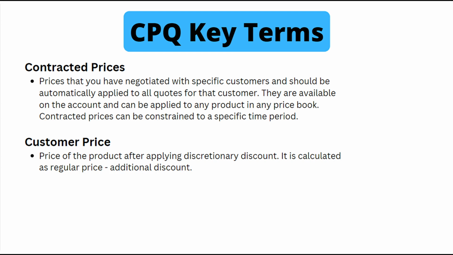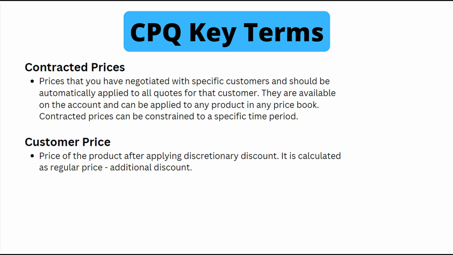These are prices that you've negotiated with specific customers and should be automatically applied to all quotes for that specific customer. They're available on the account and can be applied to any product in any price book. Additionally, contracted prices can be constrained to a specific time period.